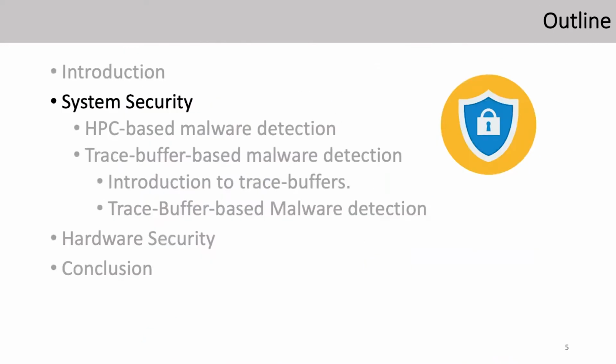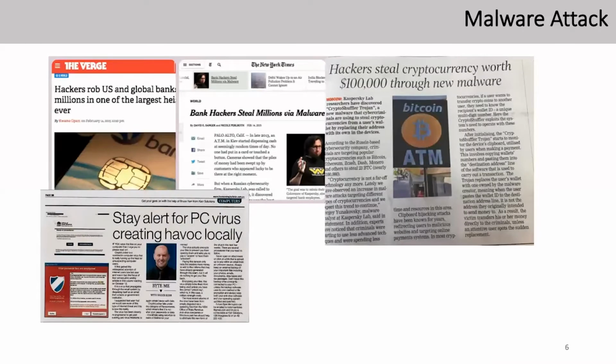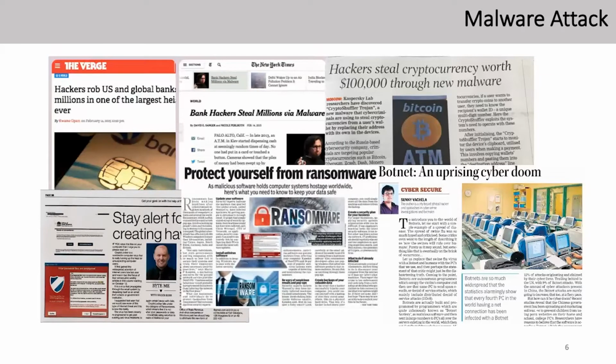So let's talk about system security first, okay? So malware, which is a short form of malicious software, has been going on for quite a long time. So malware, there are various kinds of malware. We popularly know malware as virus, but viruses are a subclass of malware. There are other classes of malware like ransomware, adware, botnets, rootkits, worms, and so on, right?